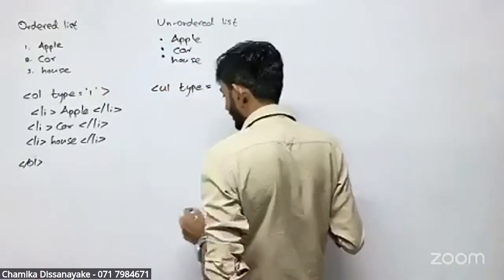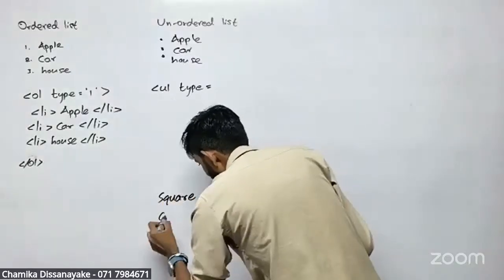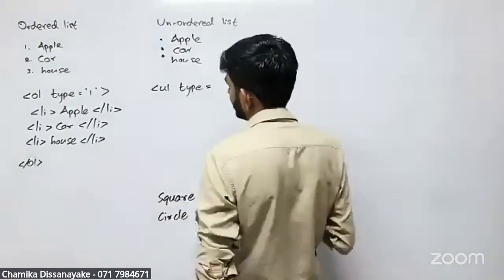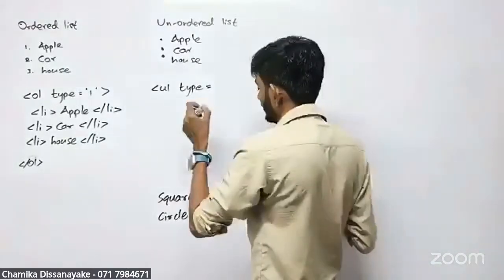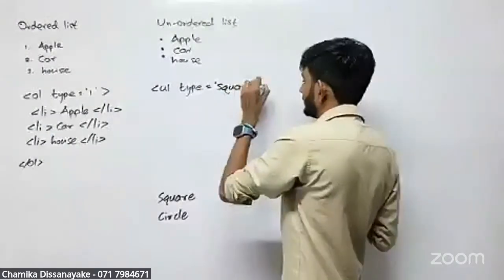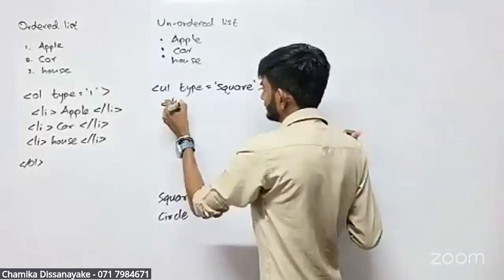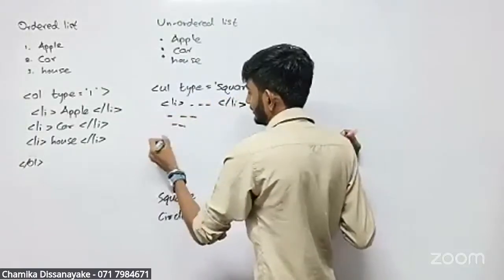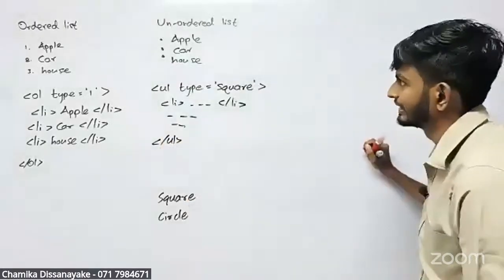We have several types. One is square. Another one is circle. And the other one is this default one. I'll put square. Then again list item, list item close, likewise. Unordered list close. That is the second method.